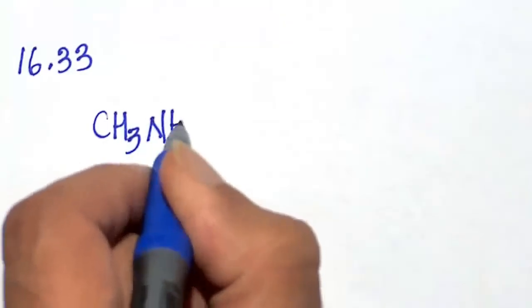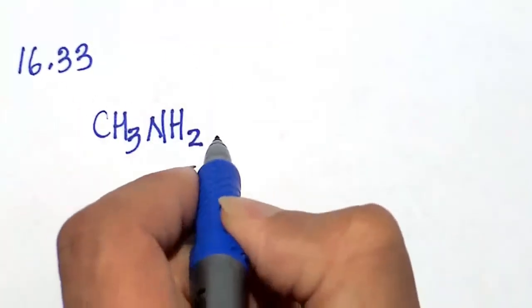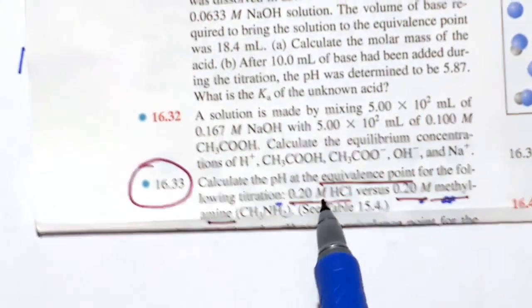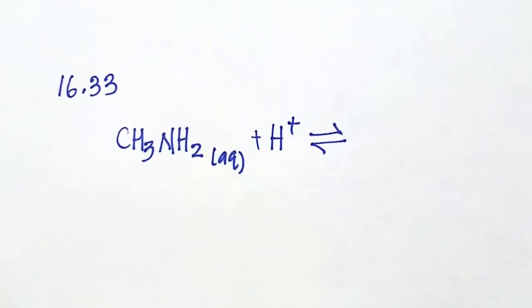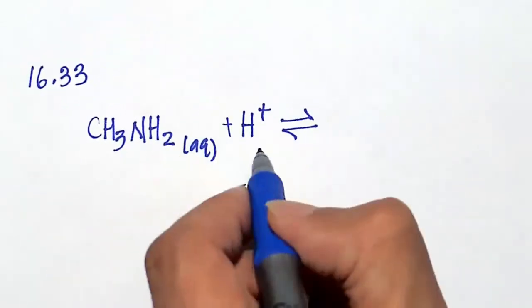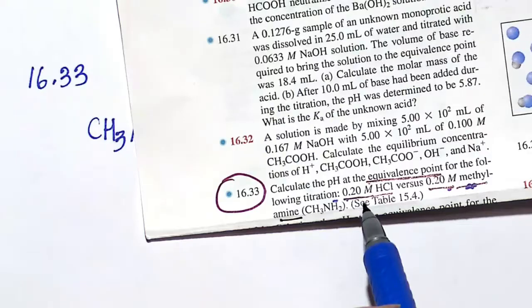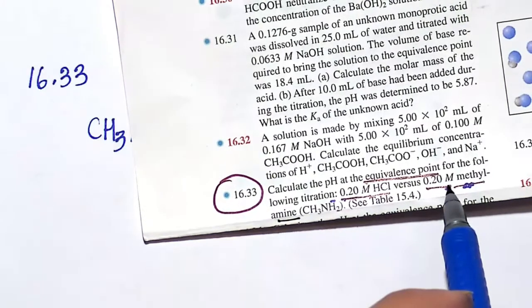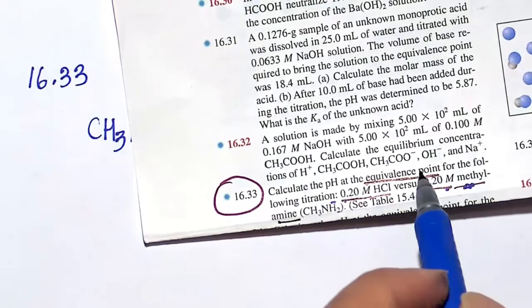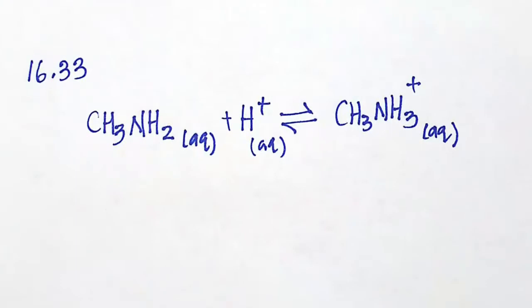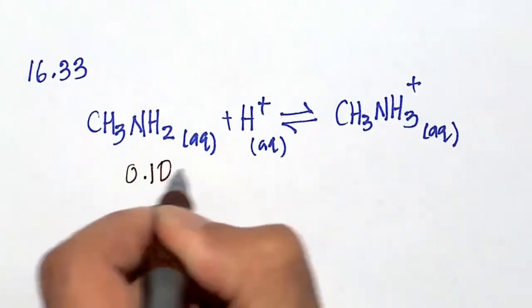So our equation here is going to be methylamine, and all of this is happening in water. It's going to react with our strong acid, HCl, and you're going to get the methylammonium ion, CH3NH3+. Don't forget the positive formal charge. And as we stated before, the concentration at the equivalence point, the final concentration, is going to be half because they're the same concentration. So it's going to be 0.1 molar.